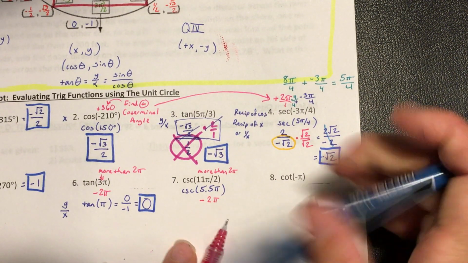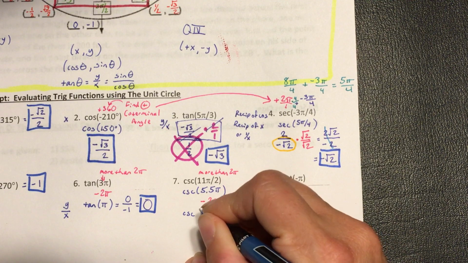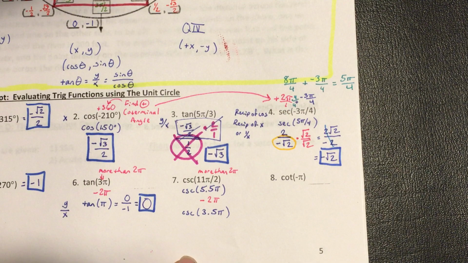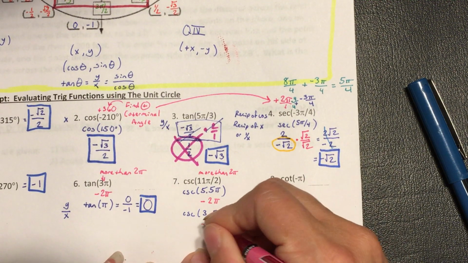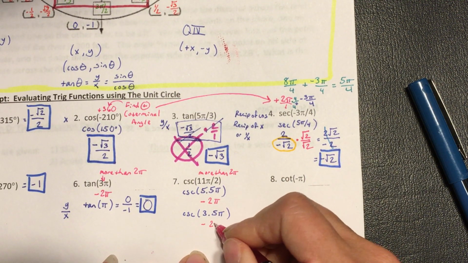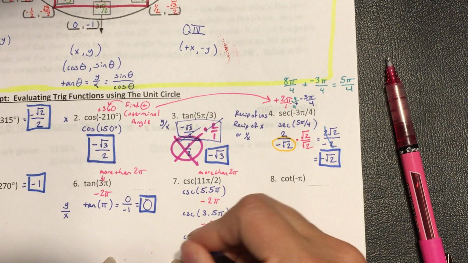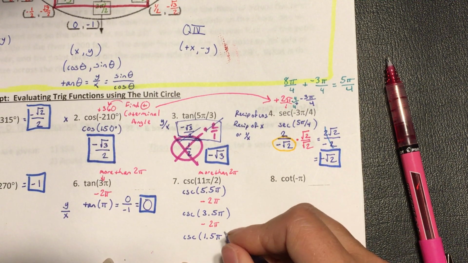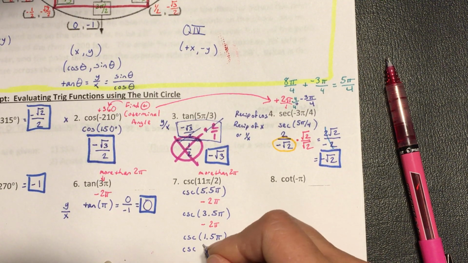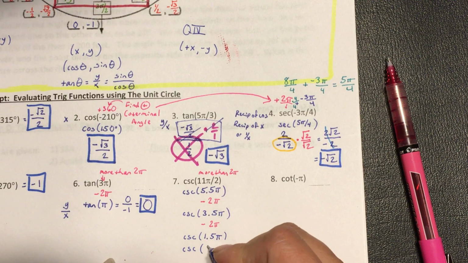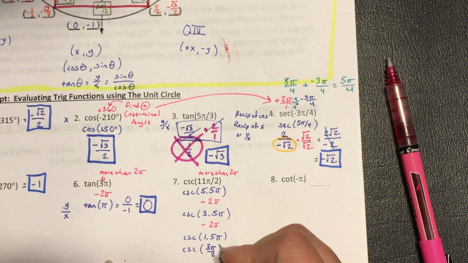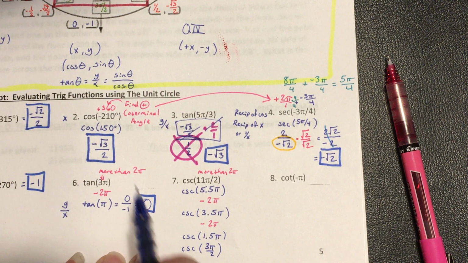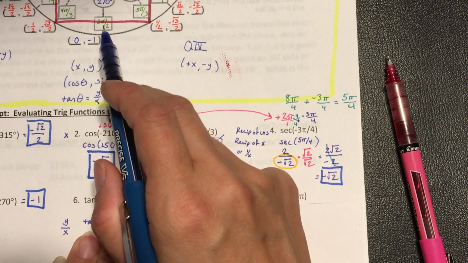So we subtract 2 pi once, and we get cosecant of 3.5 pi. Yep, that's still beyond the scope of our unit circle. So we subtract 2 pi again. And that gives us cosecant of 1.5 pi. Ta-da! So that is the same as cosecant of 3 pi over 2. So 3 pi over 2, that is on the unit circle. That's going to be this guy right here.